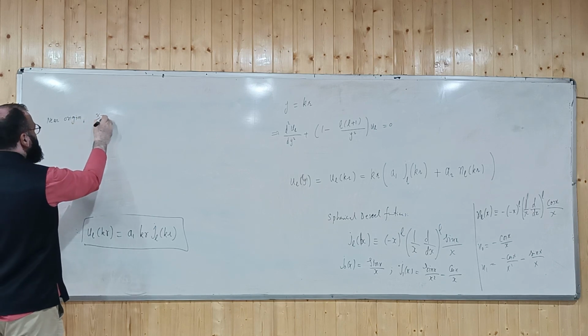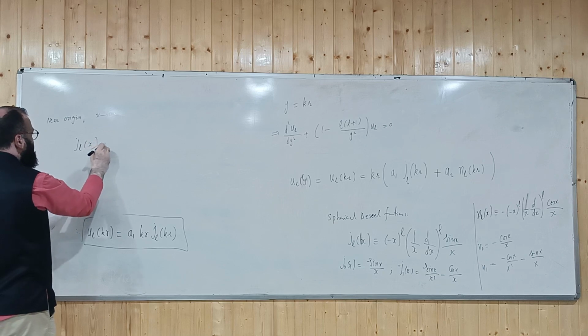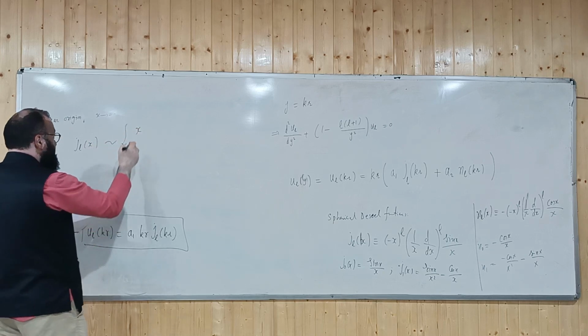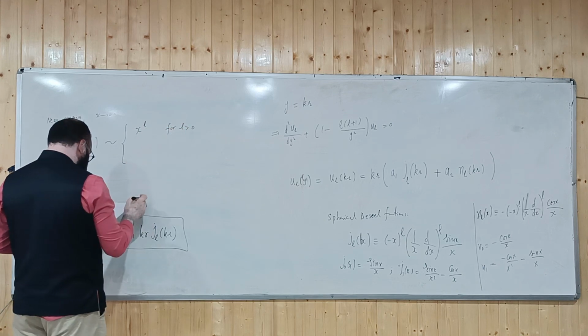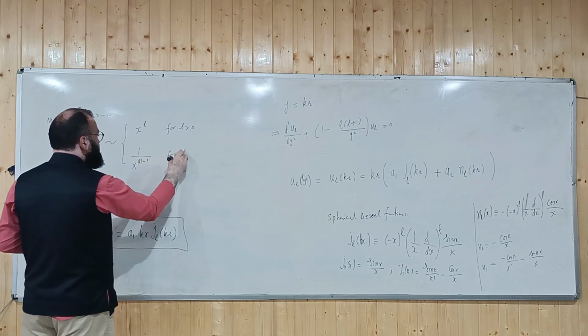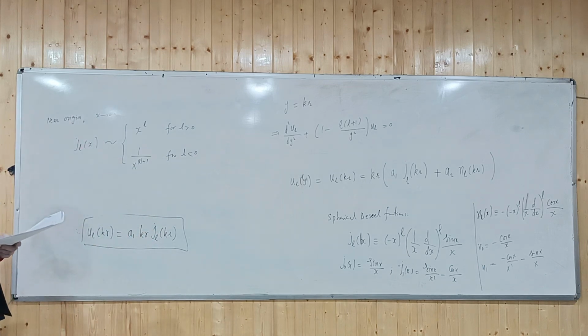So that means x tends to 0. So we are having this j_L of x. So it goes like this: x raised to the power L for L positive, and 1 divided by x raised to the power for the negative case. Clear?